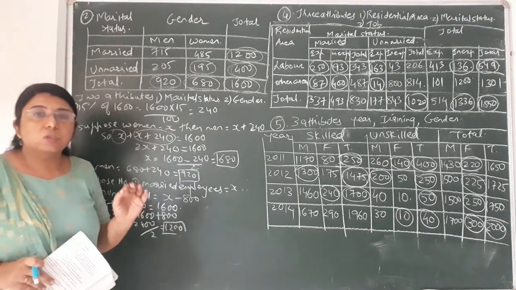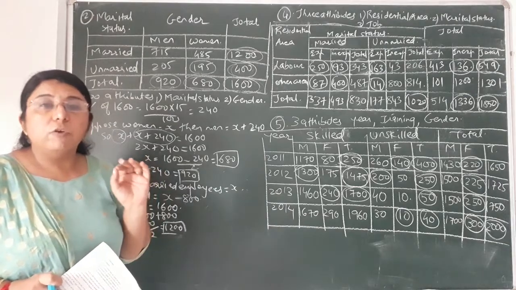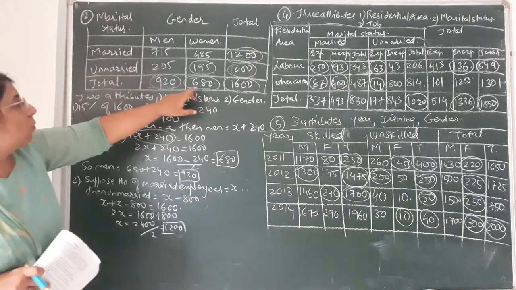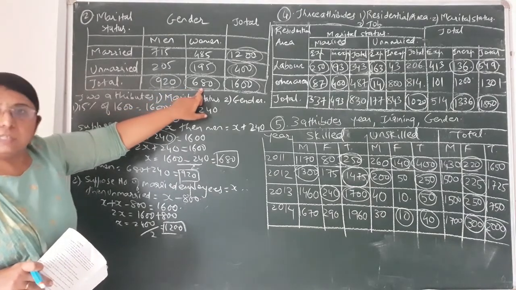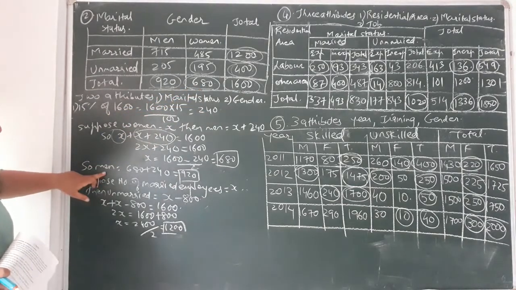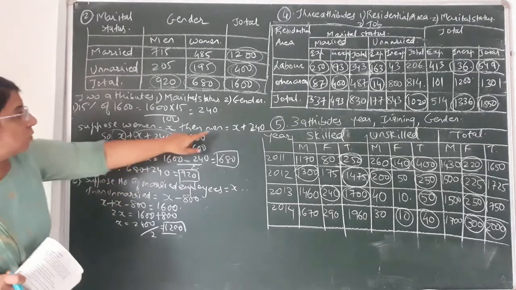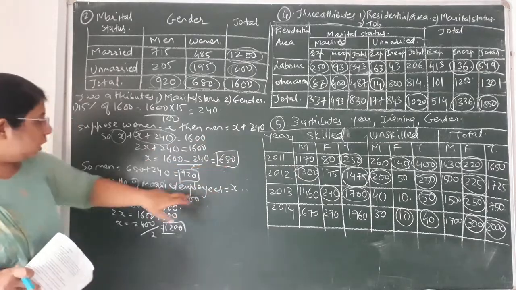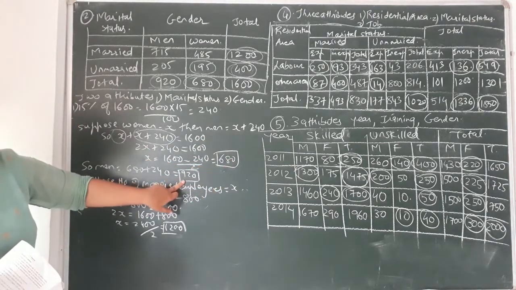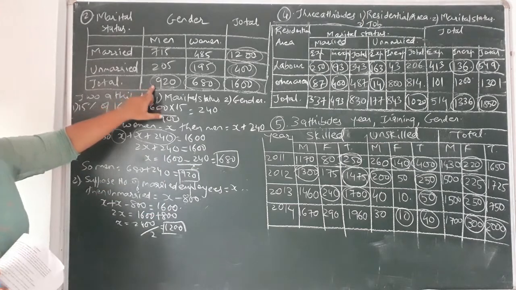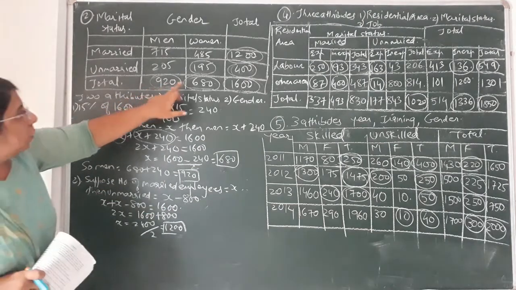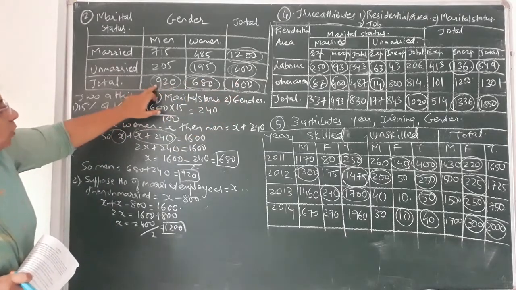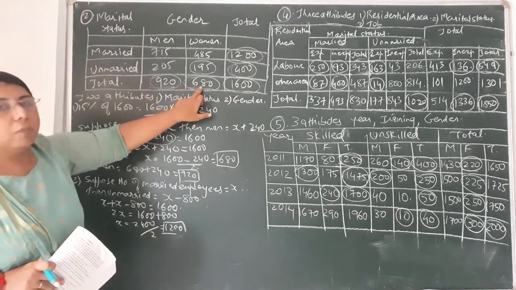We did the supposition for x as the number of women, so the number of women that we have got is 680. You can see in the column of total of women that I have written 680. Now we have to find the number of men. Number of men is equal to x plus 240. We got the value of x as 680, so 680 plus 240 is equal to 920. So the total number of men that we got is 920. 920 plus 680, total should come 1600. So in this way we have got the total number of men and total number of women.